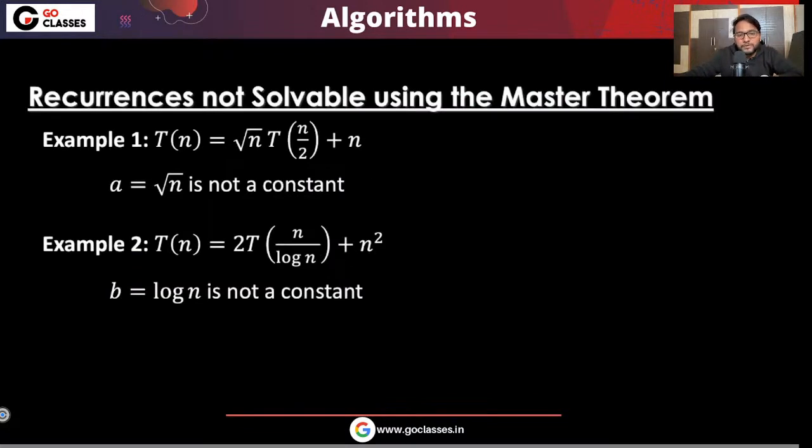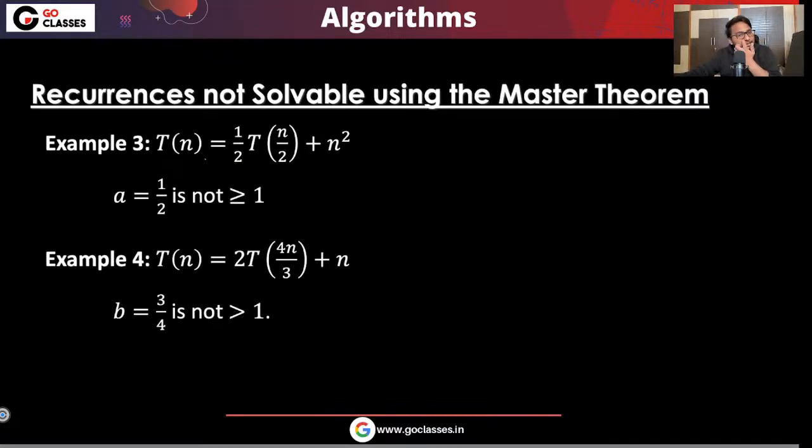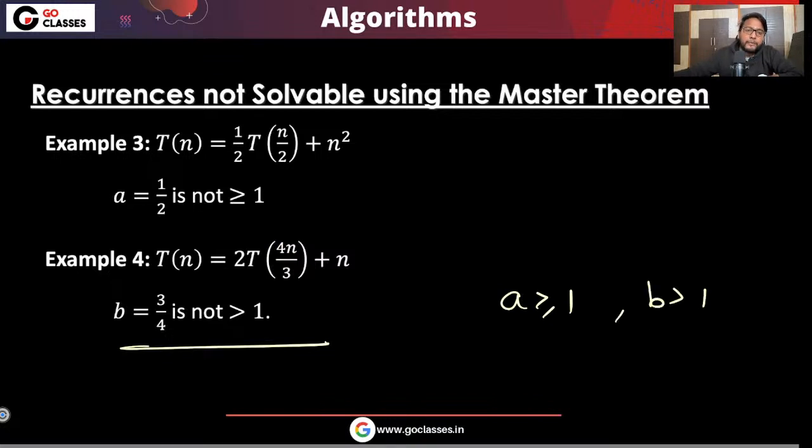If this is not constant, then you can't apply the Master's theorem. If b is not constant, or if b is log n, you can't apply it. If a is square root of n, you can't apply it. The third case is if a is lesser than 1; it has to be greater than or equal to 1. If b is also lesser than 1, you can't apply, because b has to be greater than 1. So a has to be greater than or equal to 1 and b has to be greater than 1 to apply the Master's theorem.